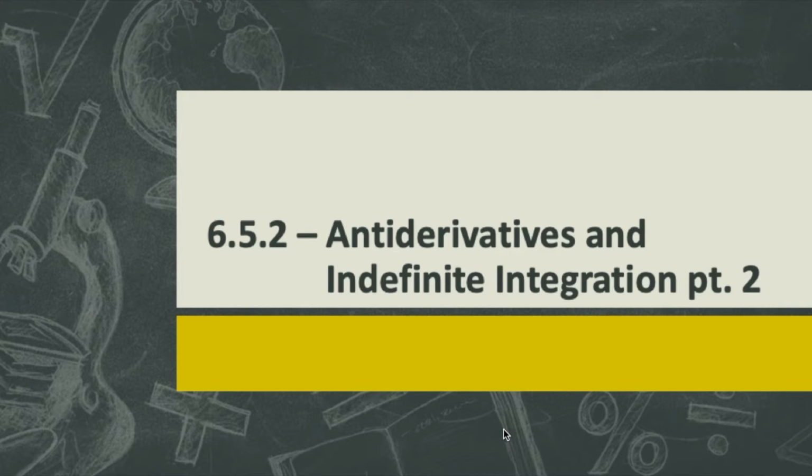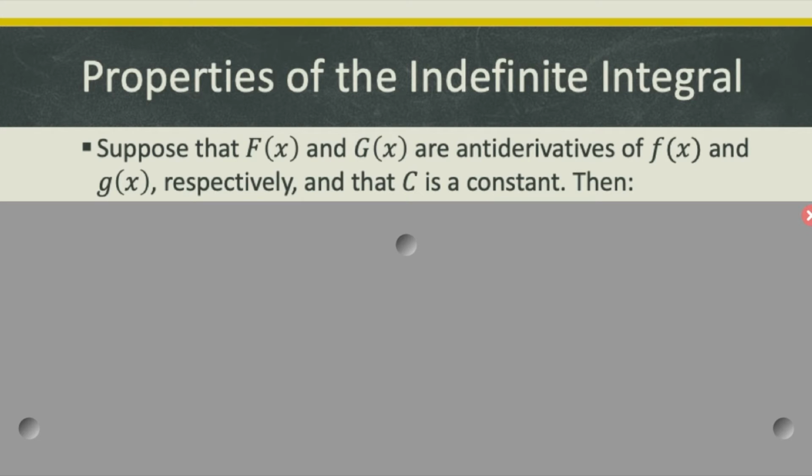All right, let's finish up the antiderivatives and indefinite integration notes. Suppose that F of x and G of x are antiderivatives. Again, without me even saying that, we know they're antiderivatives because we're using capital F and capital G. F of x and G of x are the original functions, and like I said, capitals are used to represent antiderivatives. C is a constant, and I'm also using K as a constant in here as well.